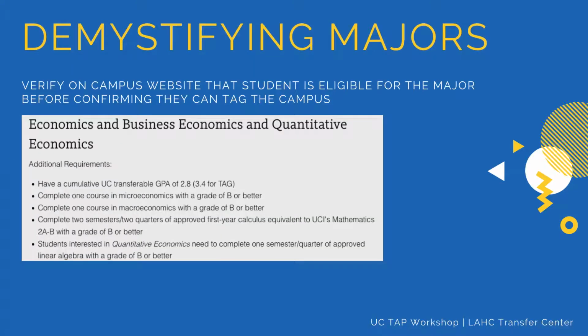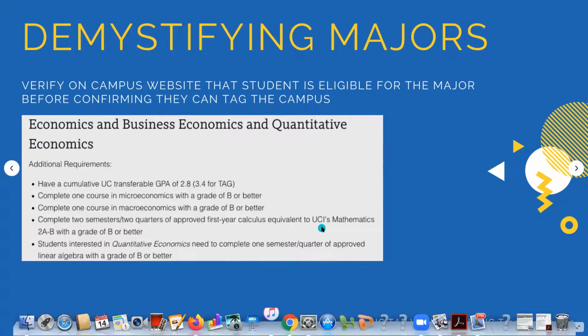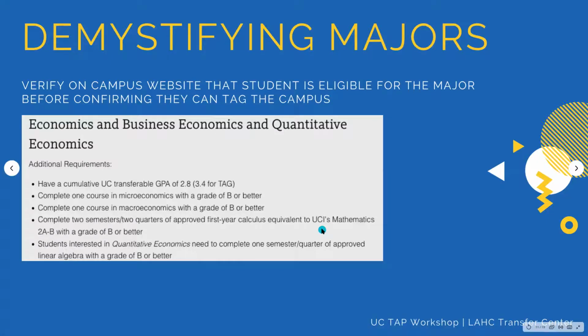Now, verifying on your campus website that the student is eligible for the major before confirming that the student can tag a campus, that's something that is also really important to me. So I like to be transparent with my students and make sure that they understand that, for example, for economics and business economics and quantitative economics, the student would need a GPA of 2.8 or 3.4 for TAG, right? So this is just an example to see that at UCI, in this case.